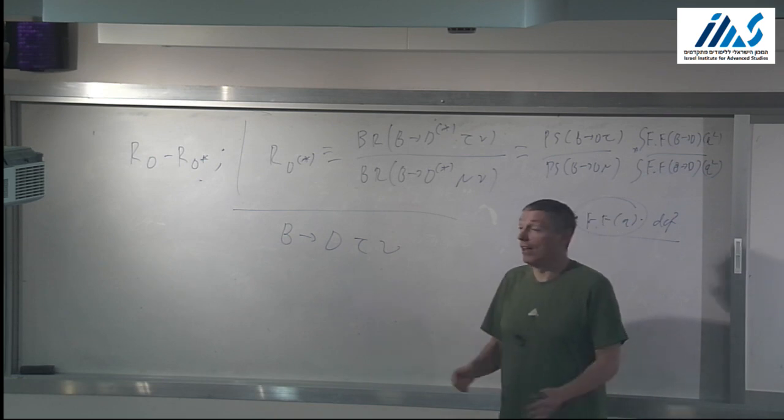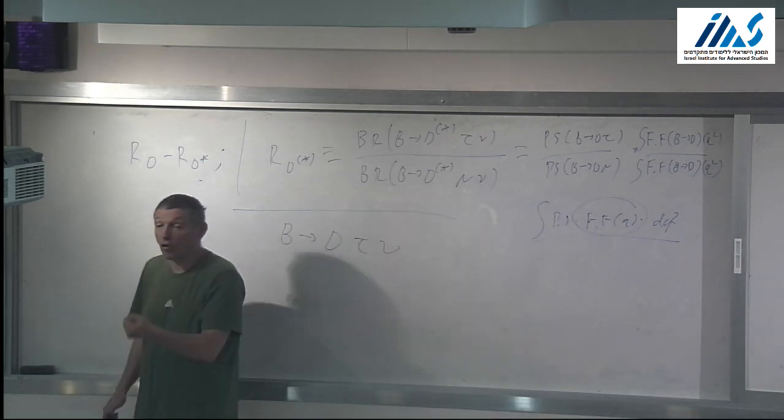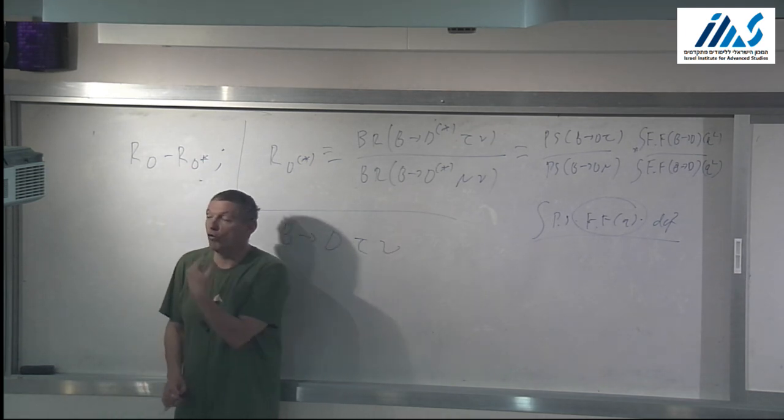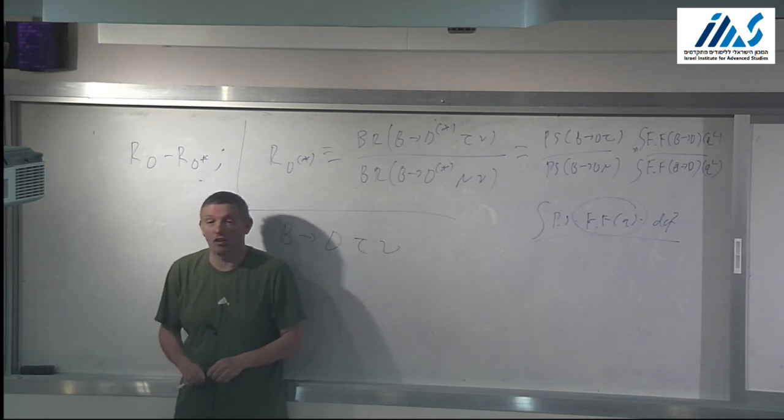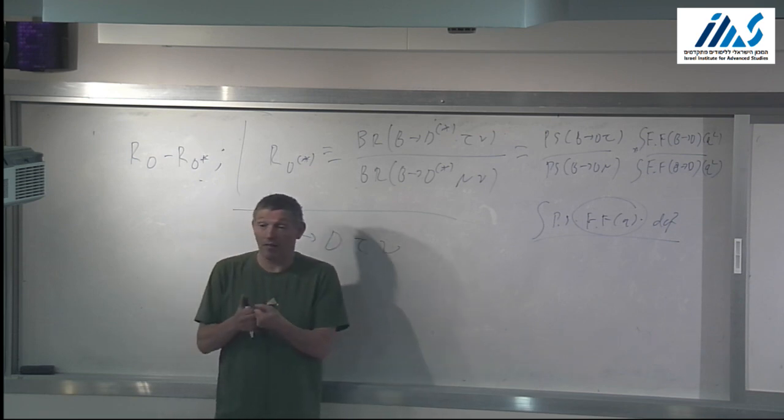a little more. Can you tell me how you can make the coupling to the tau stronger than the coupling to the muon? What would you have to add to the standard model in order to do it? Make it mass dependent? Yeah, but how? Now I ask a very specific question.